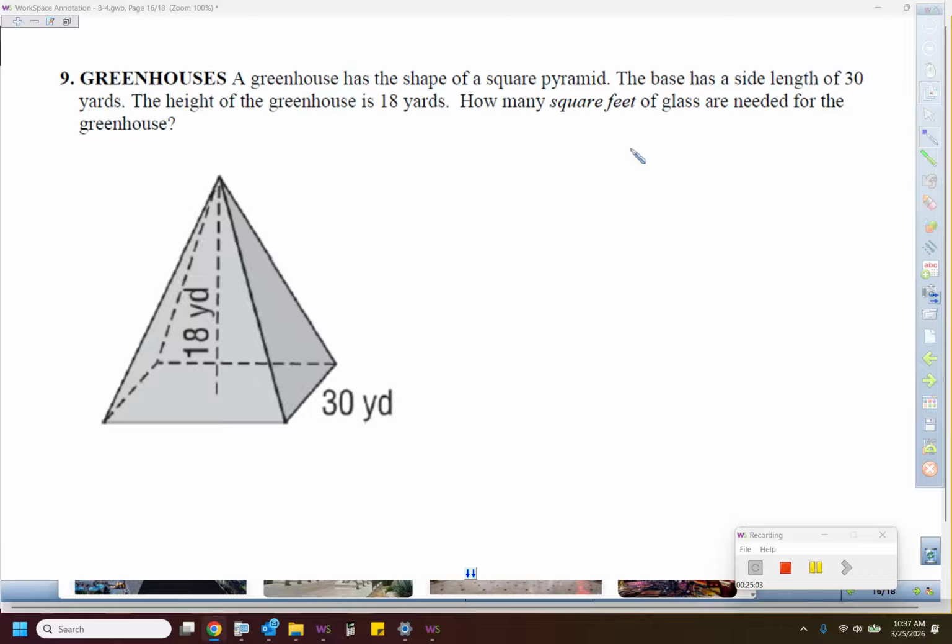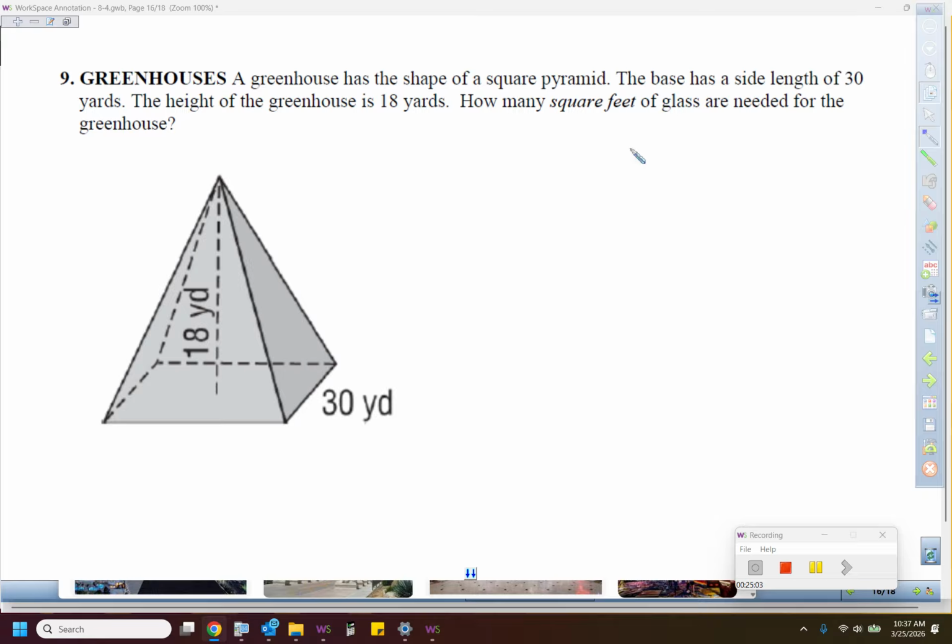Which one did you throw out first out of lateral area, surface area, and volume? It's not volume. You're not going to fill the greenhouse up with glass, right? It's either the lateral area or the surface area. So you tell me, what's the only difference formula-wise between the lateral area and the surface area? What does the surface area have that the lateral area does not have?